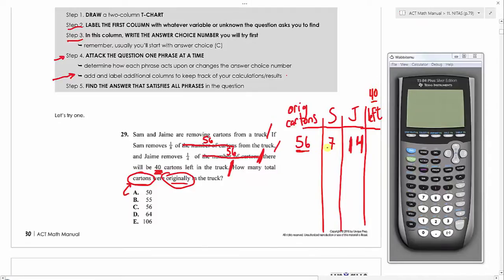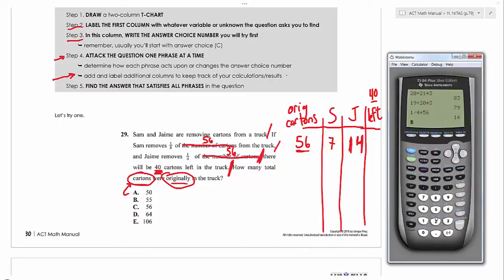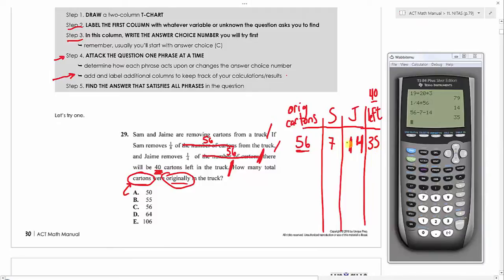So 56 minus 7 minus 14, I'm going to get 35. That is too few. I needed 40 cartons, I got 35. That is too few, which means I want to go to the higher answers, 64 or 106.